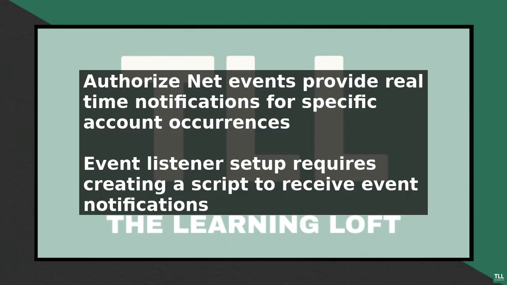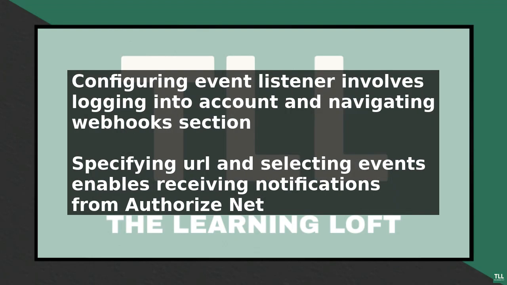First, you need to configure your event listener to receive events from Authorize.Net. This can be done by logging into your Authorize.Net account and navigating to the webhooks section. Here you can add a new webhook by specifying the URL of your event listener script and selecting the events you want to receive.